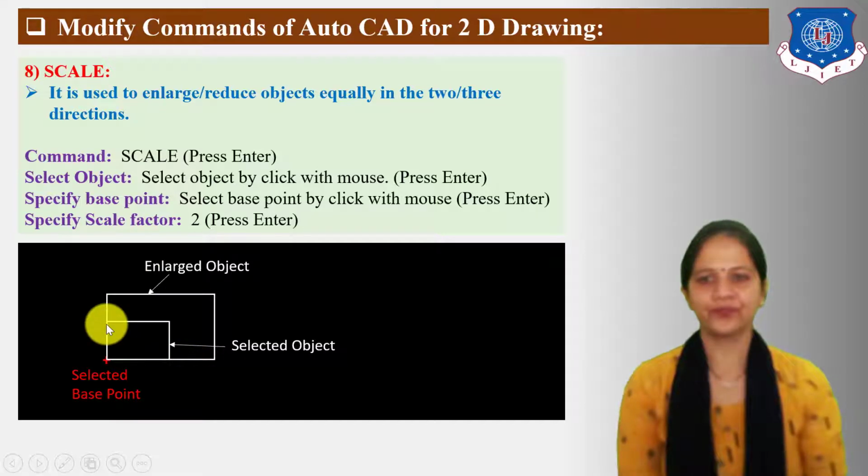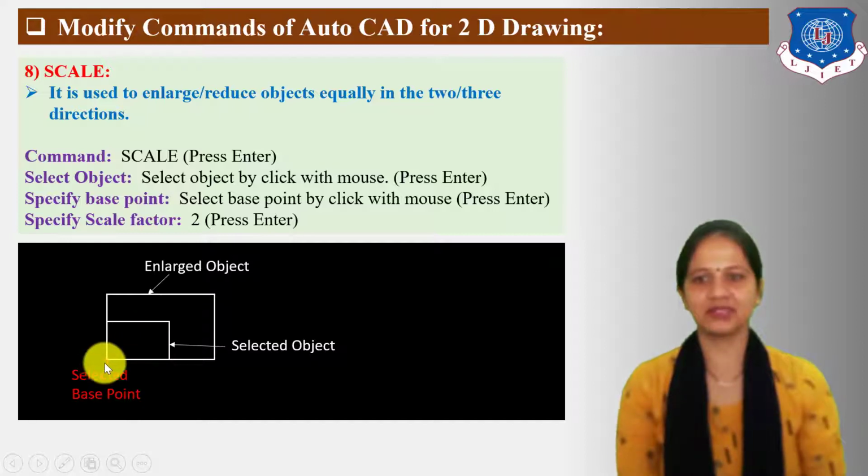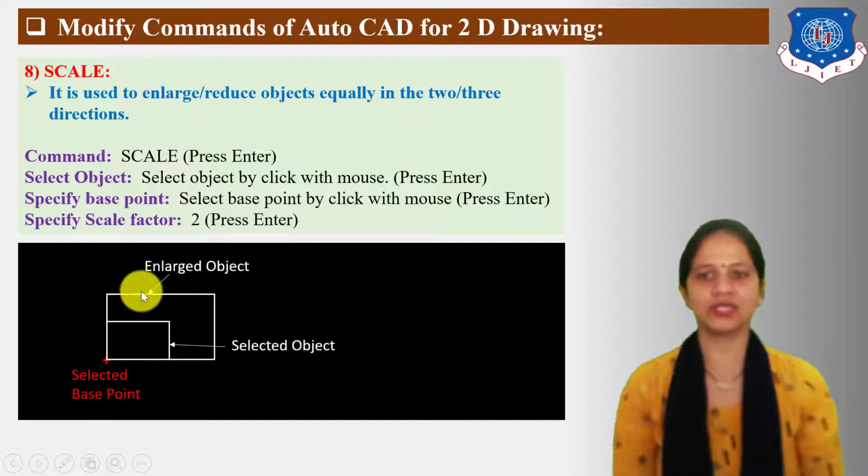Here you can see this rectangle indicates the selected or existing object. This is the selected base point. So with reference to this selected base point, this existing or selected rectangle size is increased 2 times because scale factor is taken as 2. So this indicates the enlarged object, which is increased 2 times the existing or selected object.